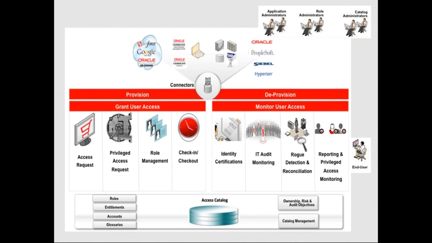Okay, so here it shows a typical picture where you could see that there are a number of applications shown at the top. It can be PeopleSoft, Siebel, Hyperion, and a lot of other applications. And then we have got end users. If you take a scenario of a large organization, they really struggle to determine which users have access to what resources, and what these users are going to do with that access.